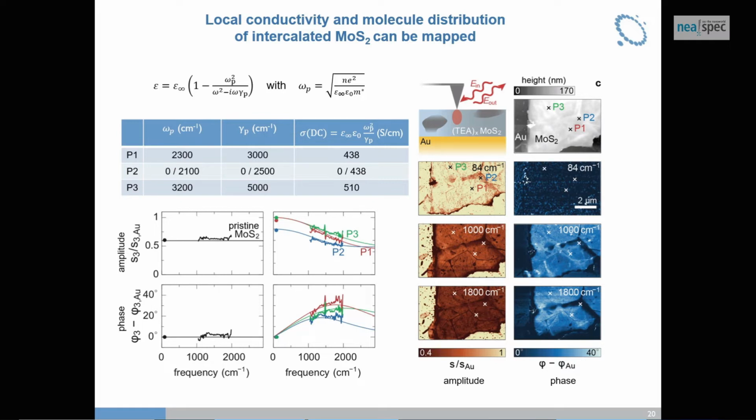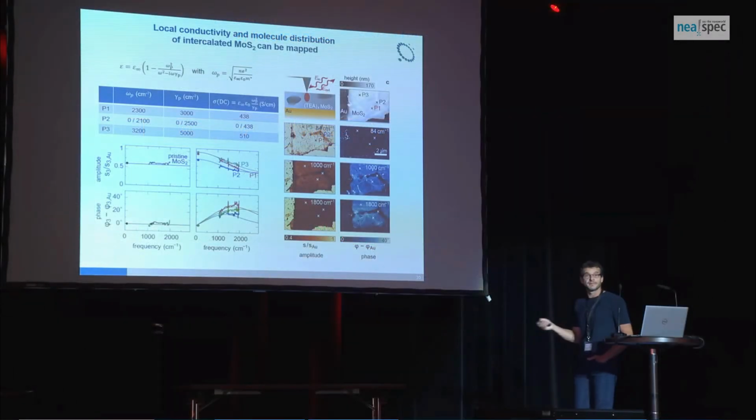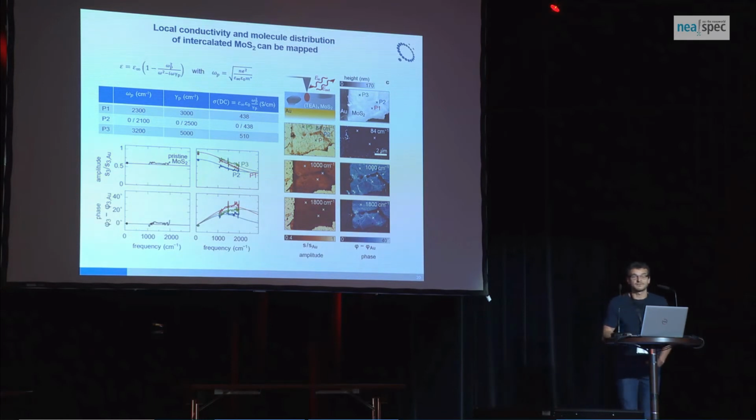And what is also nice, we can extrapolate the DC conductivity that we would measure by transport measurements in average, and we get numbers of about 500 Siemens per centimeter, which matches quite nicely with the transport measurements.